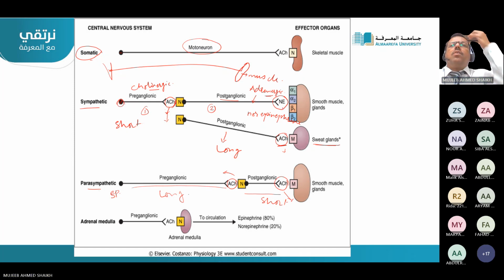But the postganglionic fiber in the sympathetic system secretes norepinephrine most of the time. Only at one place, the sweat gland, will they secrete acetylcholine. But in the parasympathetic system, at both places, the preganglionic nerve fiber and the postganglionic neuron both secrete acetylcholine. So that's why they are cholinergic fibers, cholinergic neurons.